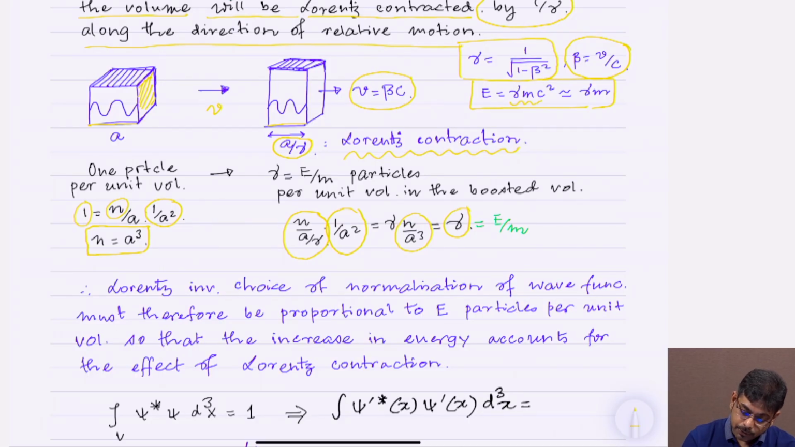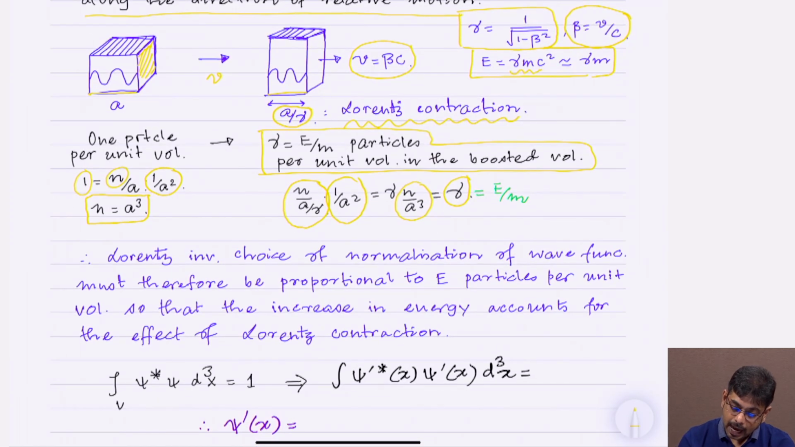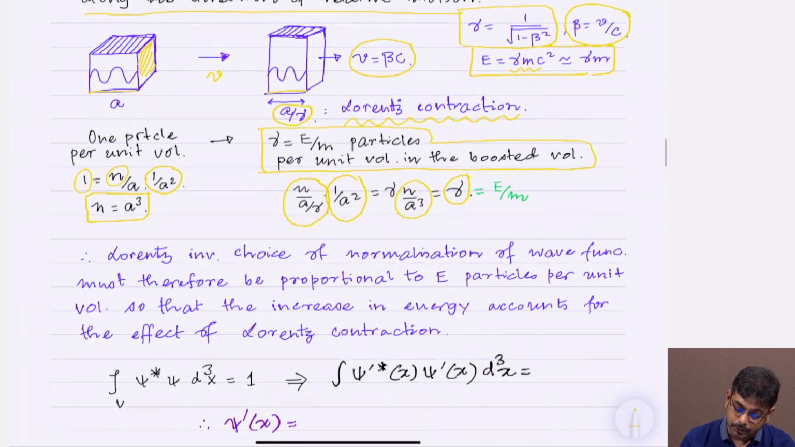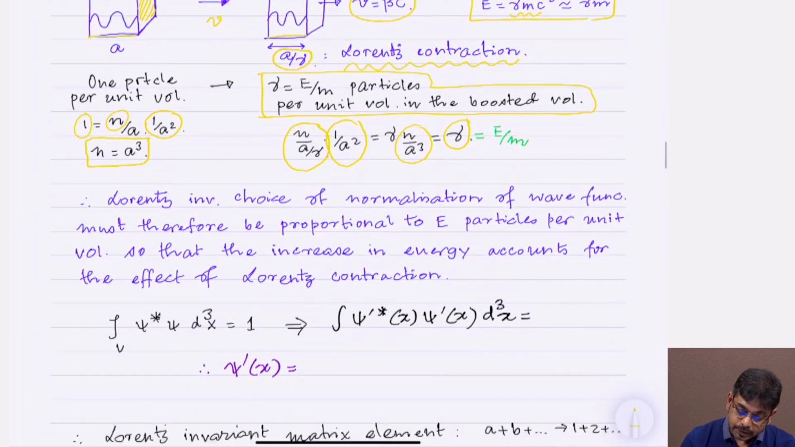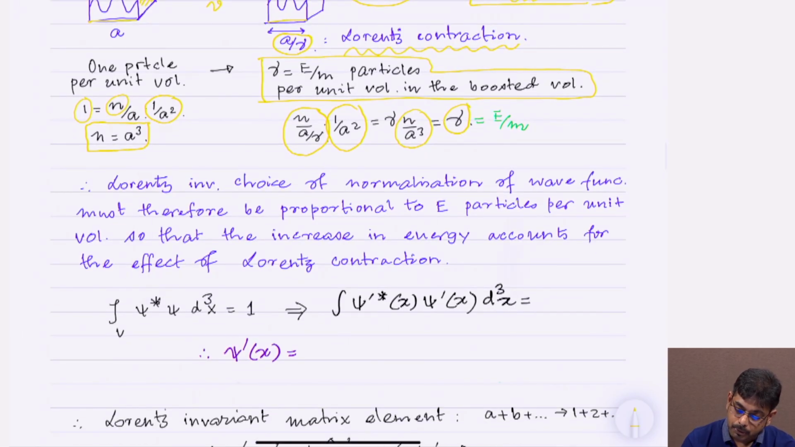Okay. So, if you have this motion, then you have this kind of a relation, that n by A by gamma into 1 by A square is equal to gamma, which is E by m, these many particles per unit volume. So, what we are trying to say is that the Lorentz invariant choice of normalization of the wave function must be proportional to energy E particles per unit volume, so that the increase in the energy accounts for the effect of Lorentz contraction.